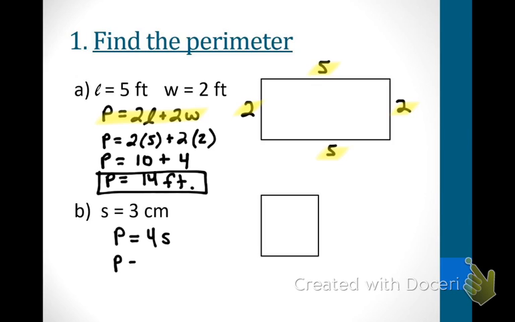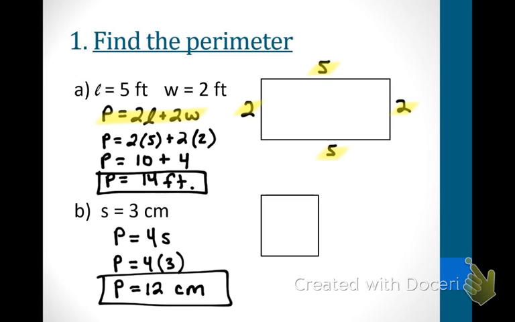Okay, so what do I write? P equals 4 times 3. Excellent job. And what's my answer? 12. Okay, so here's where it comes a little bit right now. 12 what? Centimeters. 12 centimeters. Okay, it's not centimeters squared because we're still talking about the perimeter.